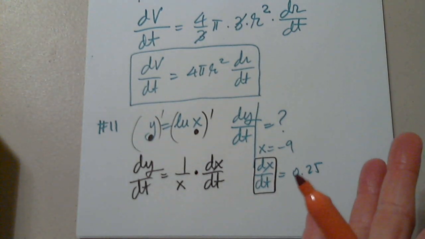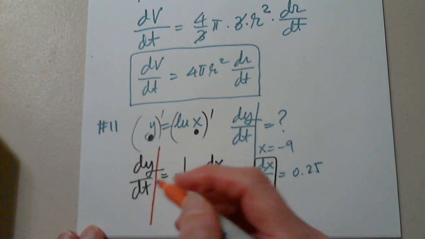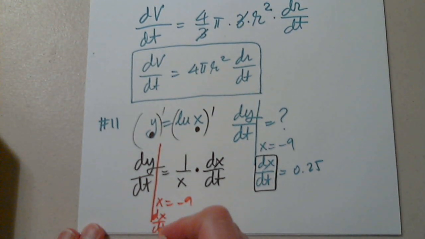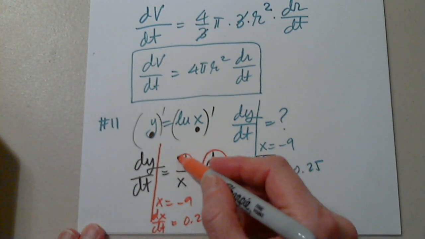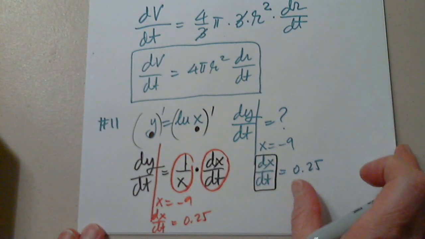Now I'm ready. It's done. All I have to do is plug this in. So I'm going to say when x is -9, when dx over dt equals 0.25. I will replace this by 0.25, and I will replace this by -1 over 9.